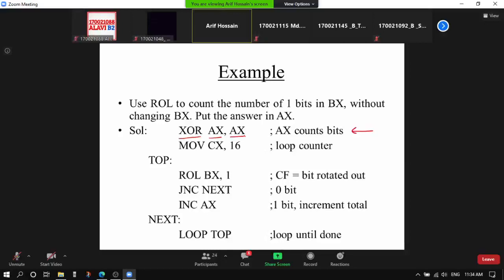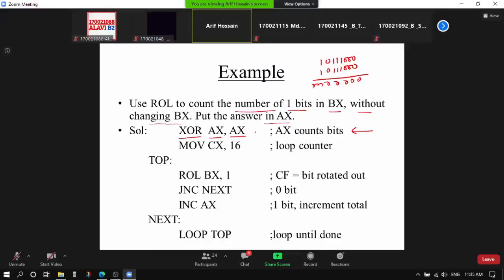Whatever is the value of AX, say the value of AX is 1 0 1 1 1 0 0 0, if you do an XOR operation with the exact same values, you will always get 0, right? So performing XOR AX, AX means you are clearing the register. Now see the question. Use rotate left to count the number of 1 bits in BX. Whatever is there in BX, you need to find out how many 1 bits are there. The condition is without changing BX. The value of BX cannot be changed. Whatever answer you get, you store the answer in AX.